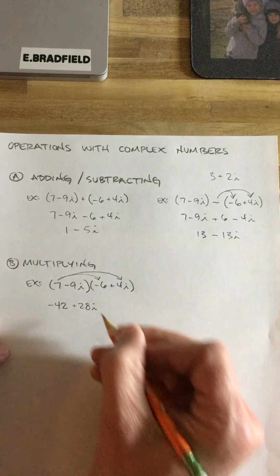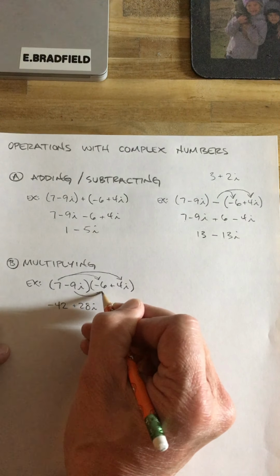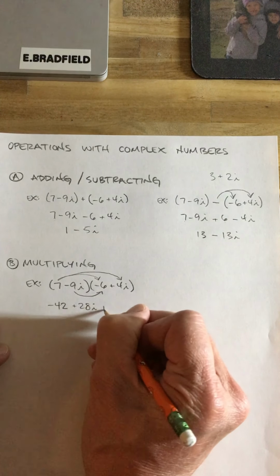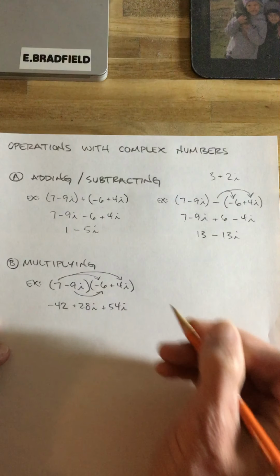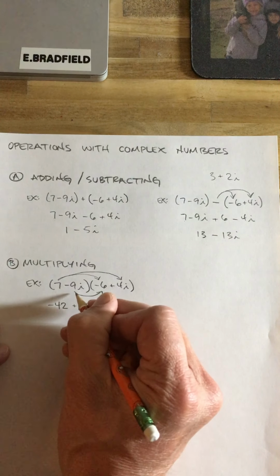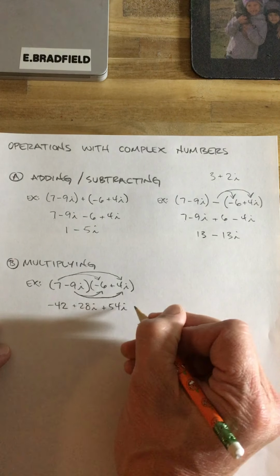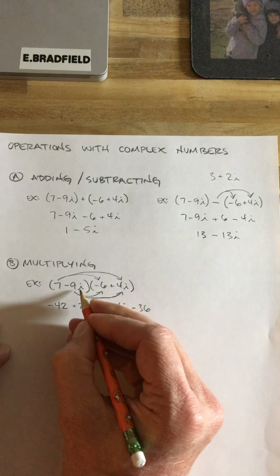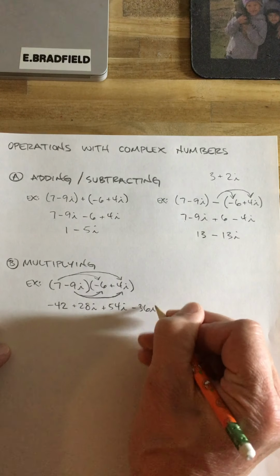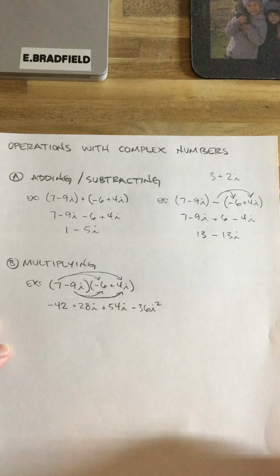Then we have negative 9i times negative 6. So that's plus 54i. And then we have negative 9 times positive 4i, so that's negative 36. But remember, it's i times i, so that's i squared.